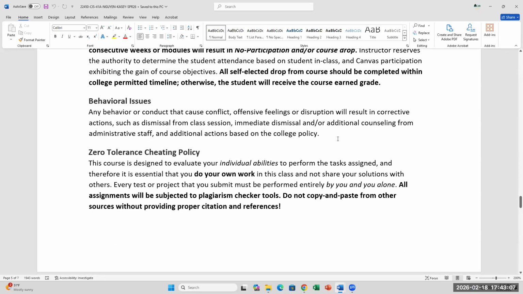For behavior issues, I do reserve the right to dismiss a student from class. I hope that doesn't happen. And then, do your own work. I know AI is there. I encourage you to use it to learn. I do too. But at the same time, when you go to the workplace, you want to make sure that you give credit where it's due. So when there are citations or references that you need, just make sure you include them.